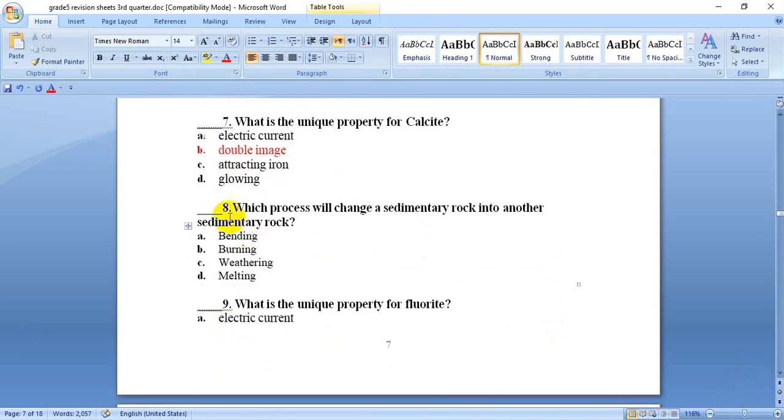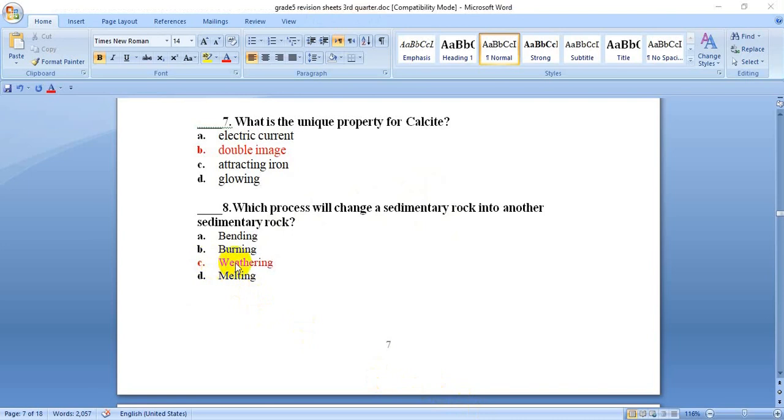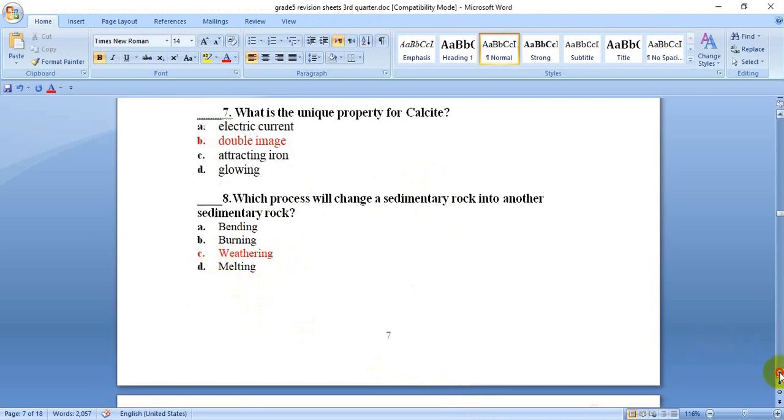Question 8. Which process will change a sedimentary rock into another sedimentary rock? Any kind of rocks, sedimentary, metamorphic, igneous, any one of them can change into sedimentary by weathering. So we will choose letter C. Weathering means breaking down by wind and water into sediment. So weathering. Let's go to the next one.